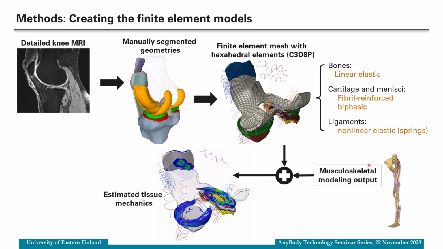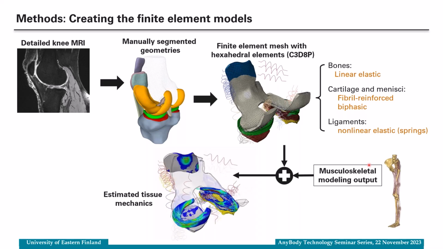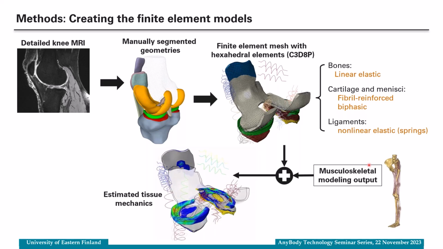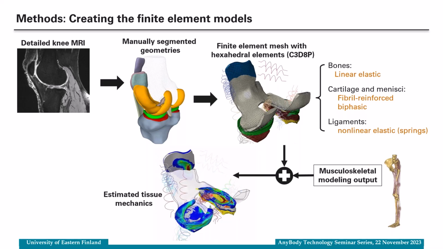And then using the kinematics and kinetics from the musculoskeletal analysis, we run the stance phase of the gait using the FE models to then estimate the tissue mechanics.